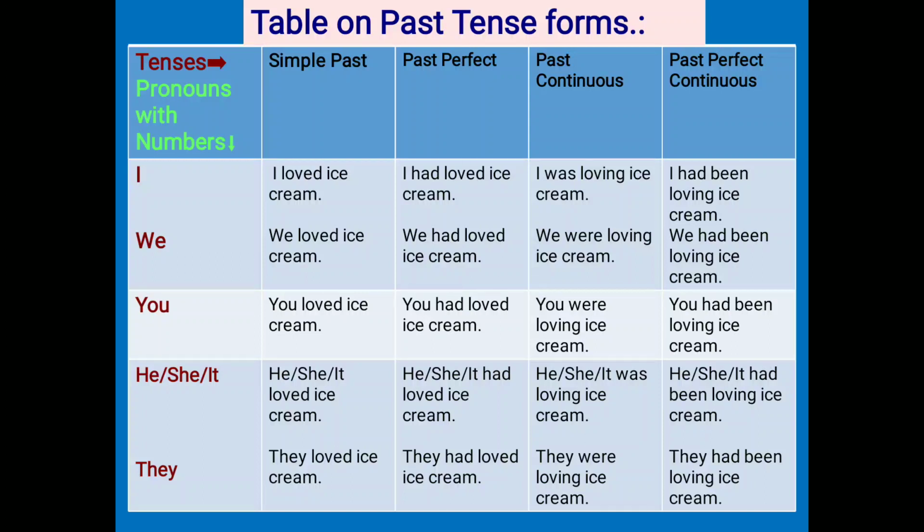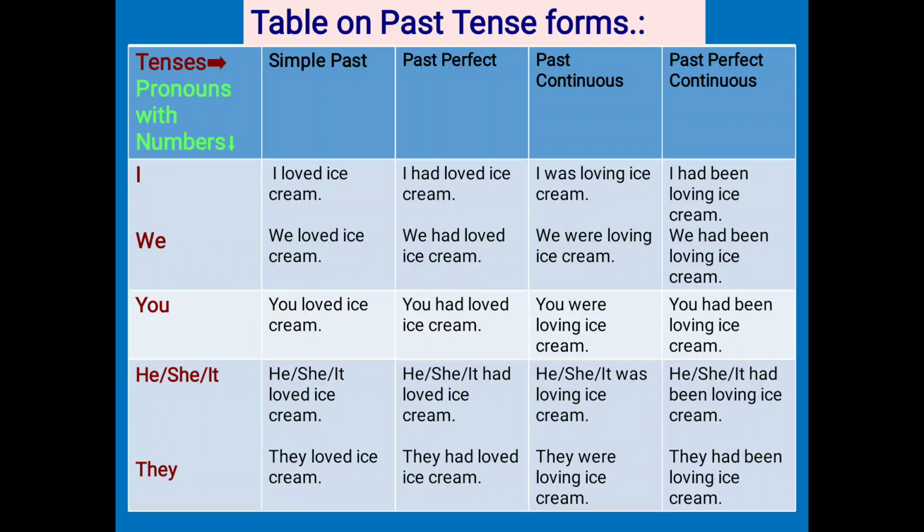You singular and plural, both would be similar here. The third person, then what are the third person? He, she, it singular. Okay, third person singular, he, she, it, and third person plural, that is they. So these are the pronouns with numbers. And then what are the tense forms? Simple past, past perfect, past continuous, and past perfect continuous. And the base sentence was I love ice cream.